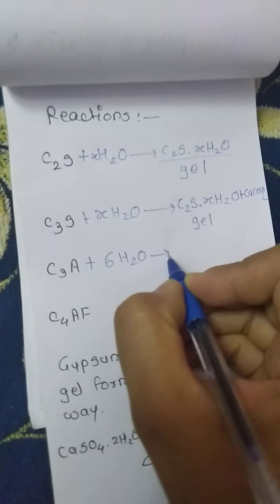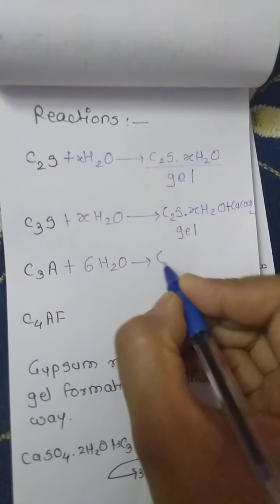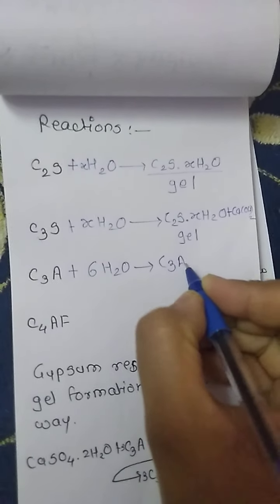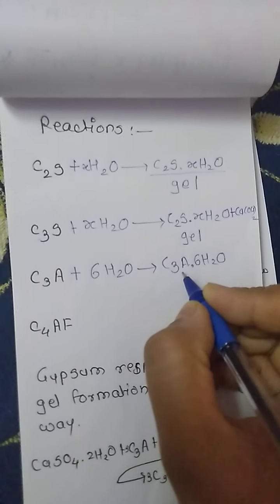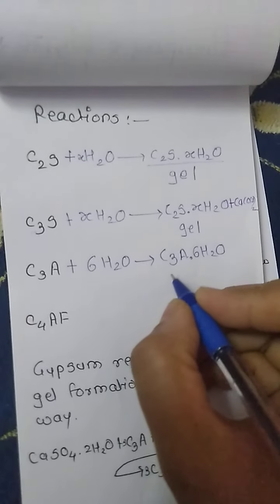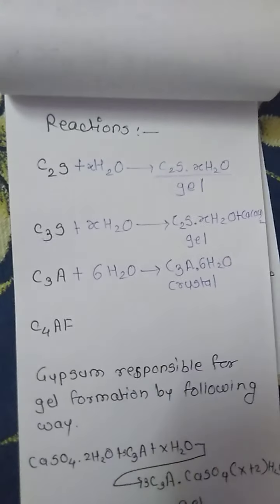Now C3A, when it reacts with 6 water molecules. How many water molecules? Six water molecules. It will form C3A 6H2O, and this tricalcium aluminate 6H2O is responsible for crystal formation.